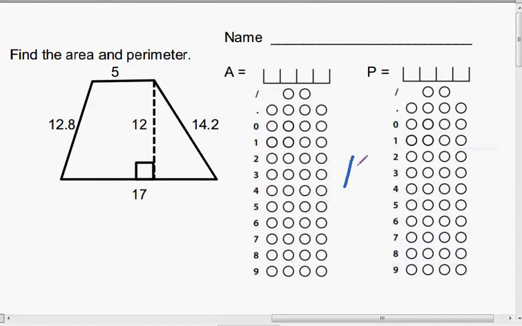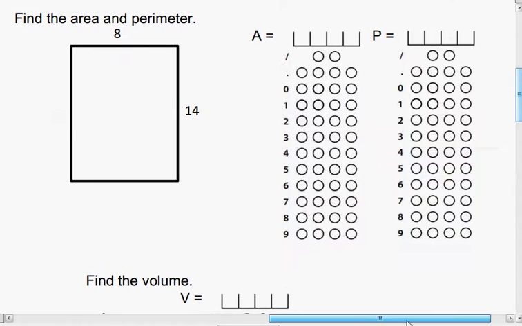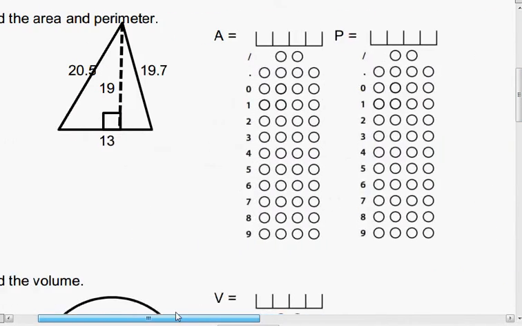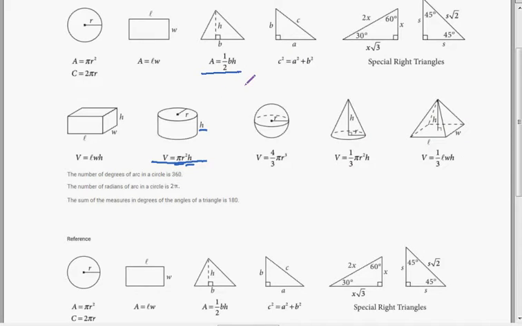All right, third problem is going to be a triangle. Find the area and the perimeter. In this one, the formula for the area of a triangle is on our reference sheet. 1/2 base times height. And we can think of the trapezoid in that way too. We just have to average the bases. 1/2 times the base 1 plus base 2.